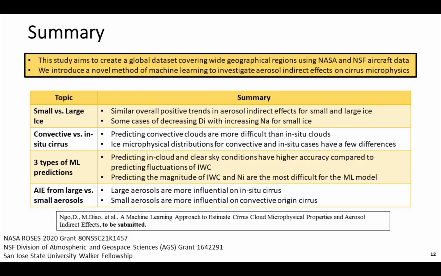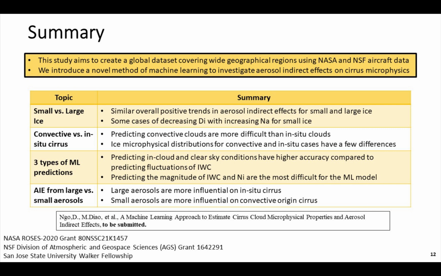So finally, just a quick summary. We wanted to create a global data set covering wide geographical regions, and we introduced a machine learning method to investigate these aerosol indirect effects. We covered 4 main topics. For small versus large ice, we found similar overall positive trends in aerosol indirect effects for small and large ice, and there were some cases of decreasing DI with increasing aerosol concentrations. For the convective versus in situ cirrus, we found that predicting convective clouds is much more difficult than in situ clouds, and the ice microphysical distributions for convective and in situ cases have a few differences.